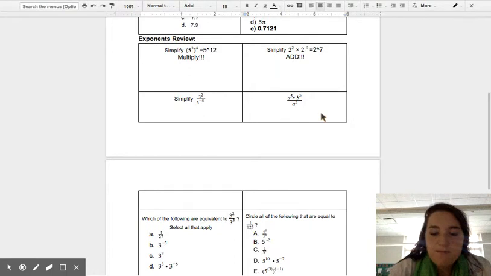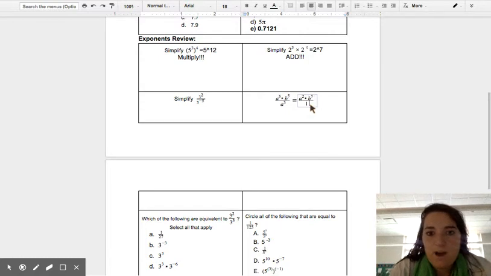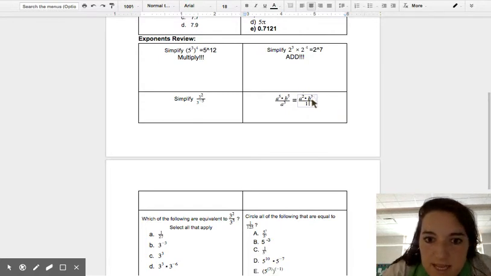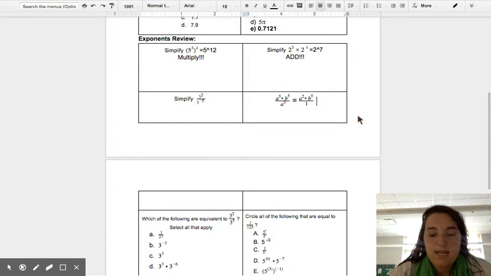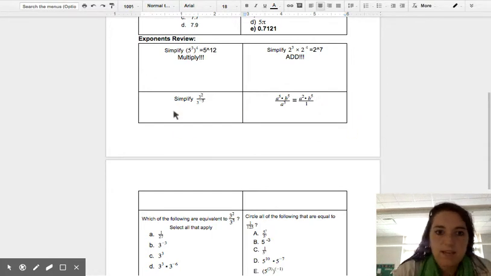If I do 5 minus 3, I'll get a squared. Is that going to be on the top or on the bottom of my fraction? It's going to be on the top. And then this just becomes 1 on the bottom. Then I have b to the 5th power. Can I do anything with that b to the 5th power? No. So I just end up with a squared times b to the 5th. You can get rid of that 1 if you want.